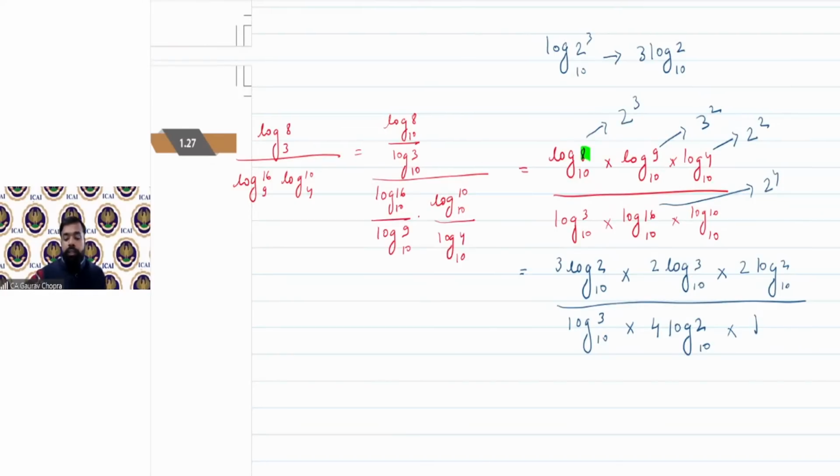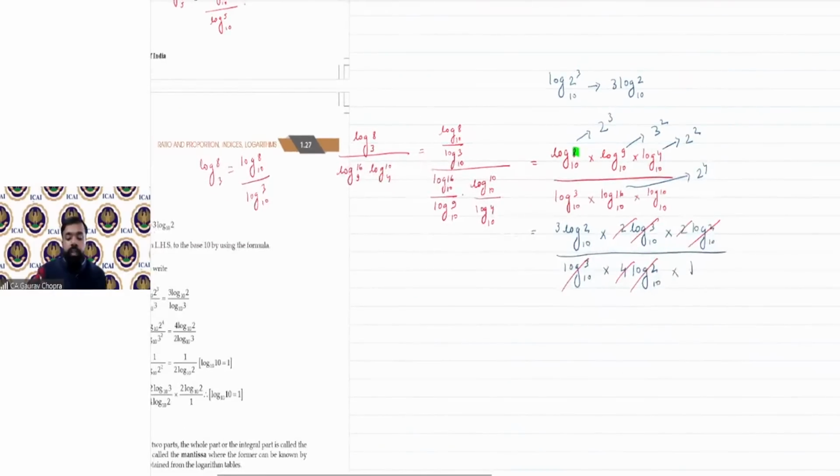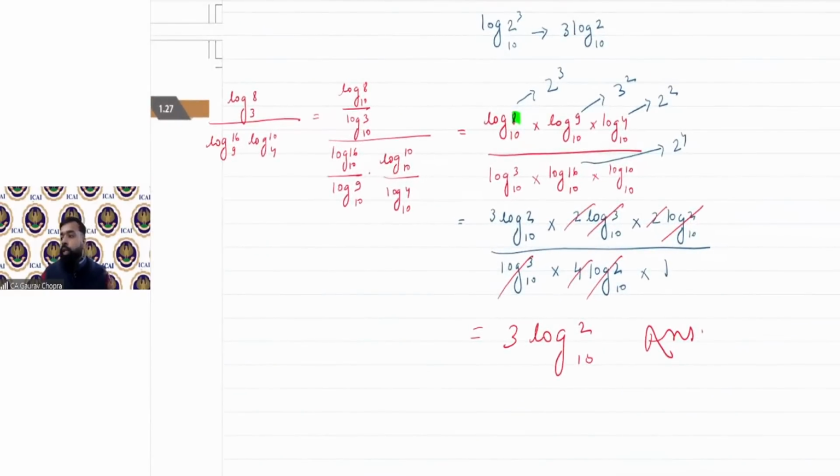So now let's simplify. Log 3 and log 3 will get cancelled. Log 2 will get cancelled. 2 into 2 is 4 and the denominator is also having 4. So what is left? We are left with only 3 log 2 base 10. This is the final answer. So in this way, you can easily simplify.